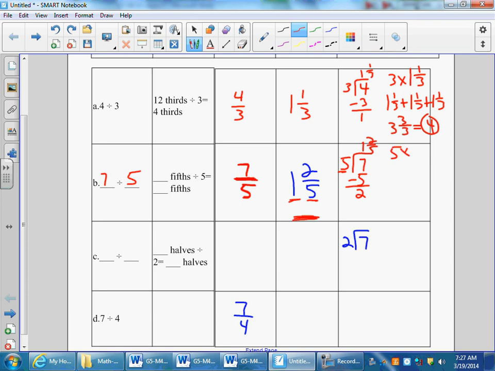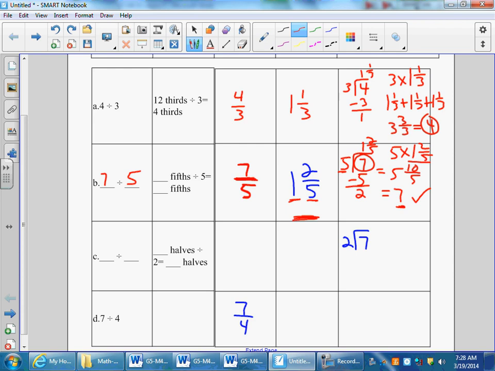My check would be 5 times 1 2/5. So I don't have enough room to show it, but it would be 1 2/5 plus 1 2/5 plus 1 2/5 plus 1 2/5 plus 1 2/5, 5 times. My whole number would be 5, and my fraction would be 10/5. 10/5 is equal to 2 wholes. Add that to the 5 wholes, and I get 7, which is my original number. Checks.